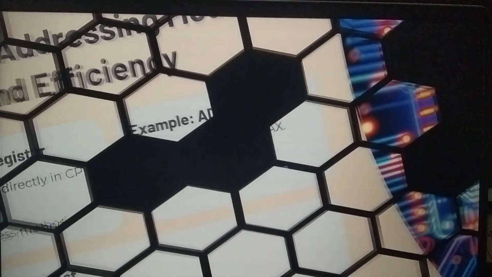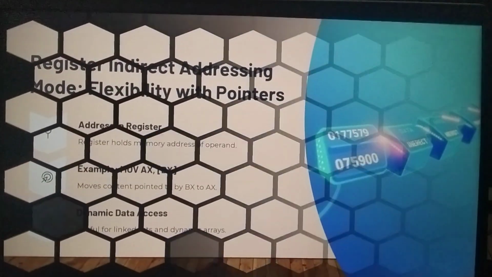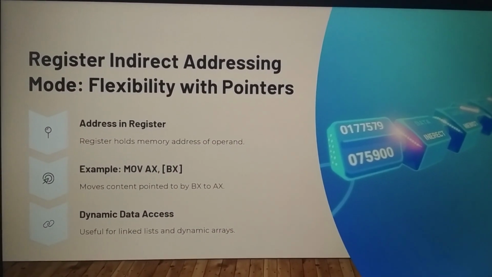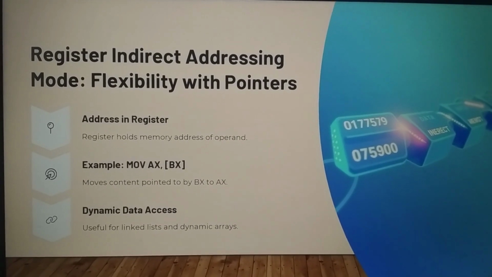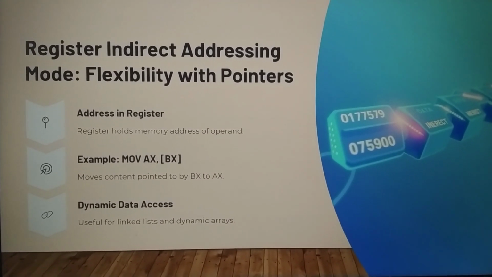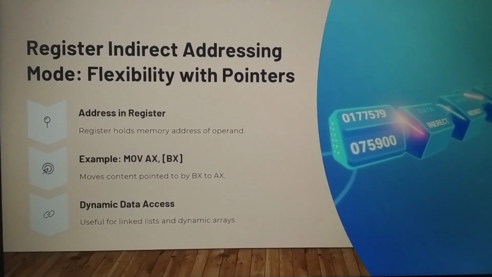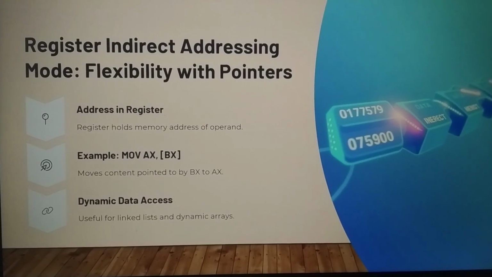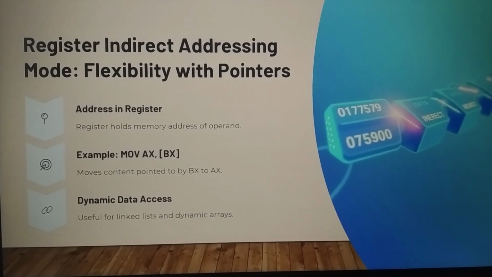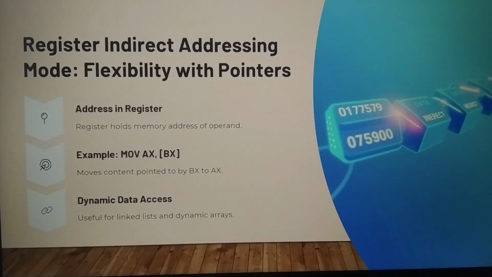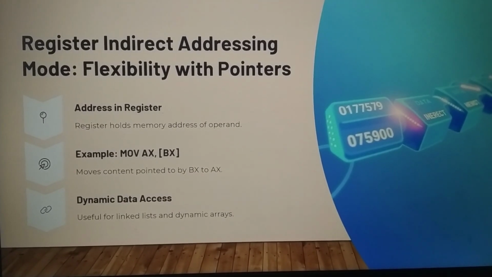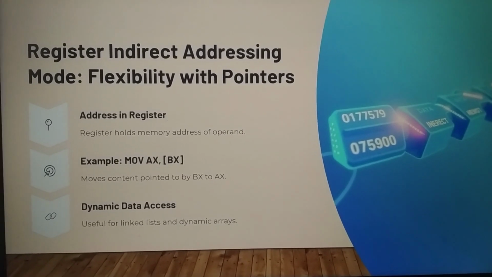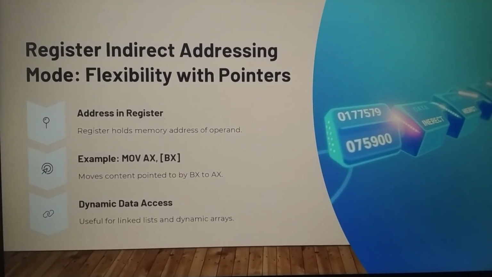Next, register indirect addressing mode: flexibility with pointers. Register indirect addressing mode in the 8086 microprocessor offers a high degree of flexibility, especially when working with pointers and dynamic data structures. In this mode, the effective memory address of the operand is not given directly in the instruction. Instead, it is held in a register such as BX, SI, DI, or BP. Such a register acts as a pointer to the memory location.